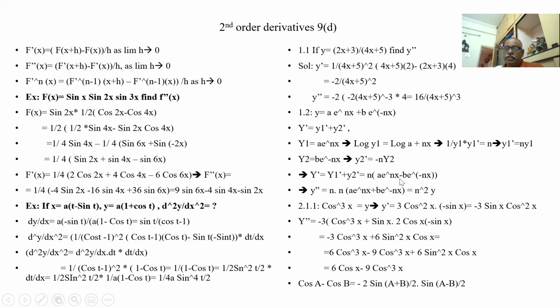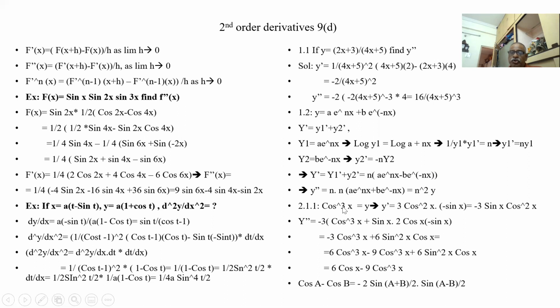Now y double dash, again we have to differentiate. So y double dash is n into, again n into a e to the power of nx plus b e to the power of minus nx. This is nothing but y. So n square y. Y dash is n into something, because the minus has come; the given expression is plus. So here it is minus, so this is not total y. But when you do re-differentiation, this minus n will come here and this becomes plus. So n square y.